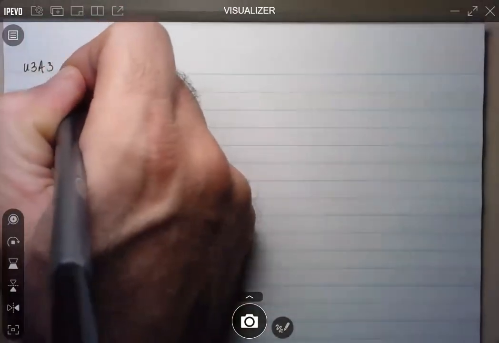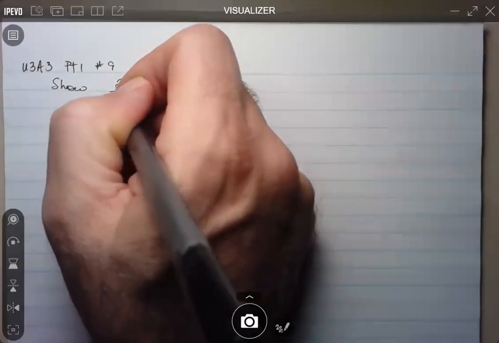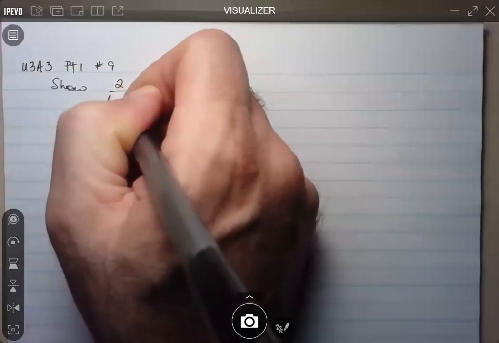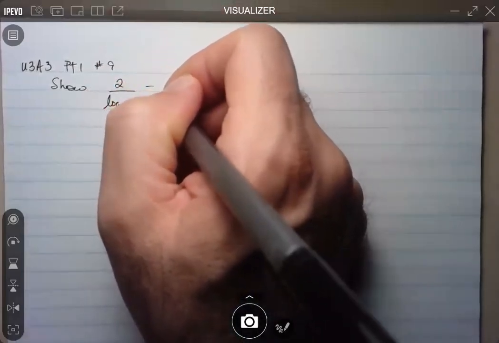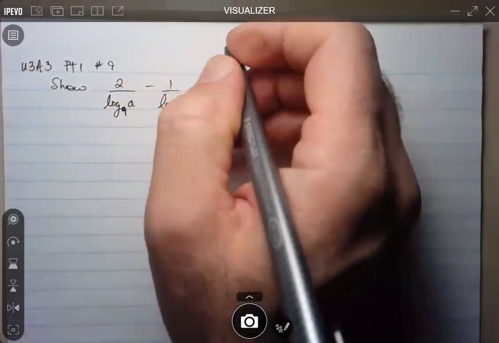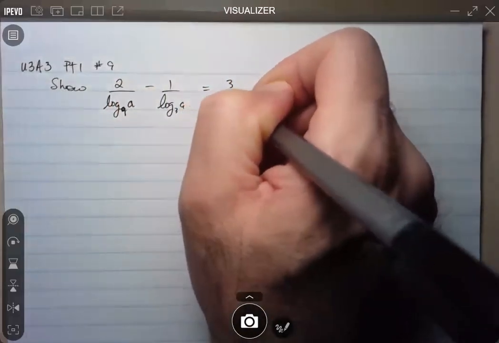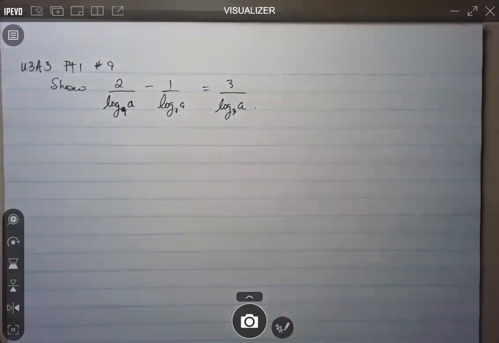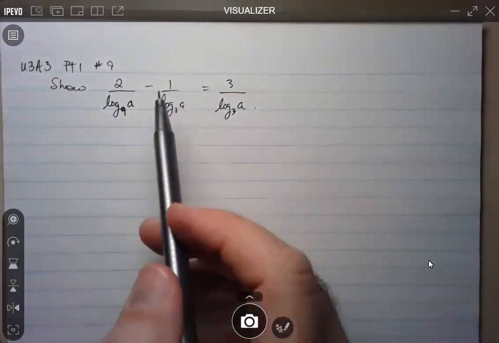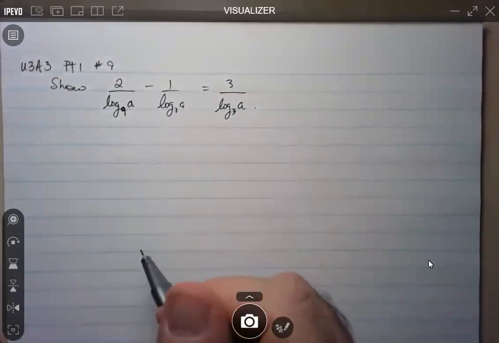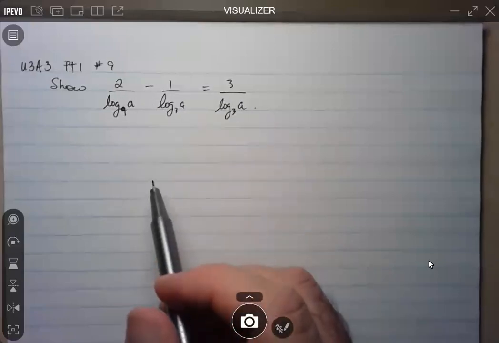So it says show that 2 over log base 9 of a minus 1 over log base 3 of a is equal to 3 over log base 3 of a. So again, I just want to remind you here that we're trying to show that this thing is equal, so we can't treat it as an equation that we know is already equal. So the idea here is to manipulate one or both sides and show that they're the same.